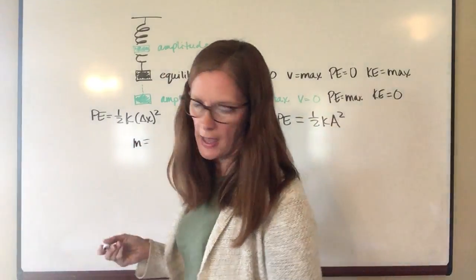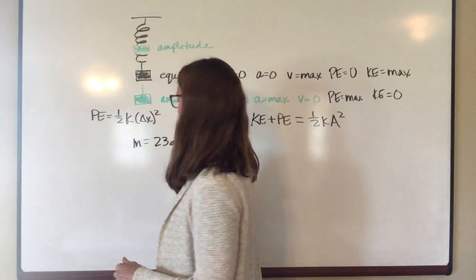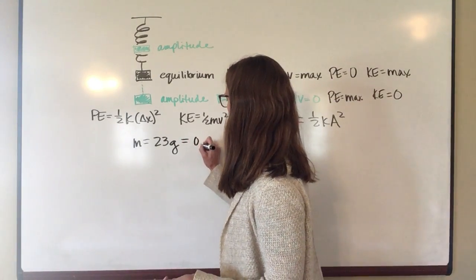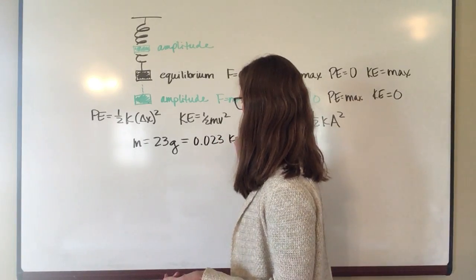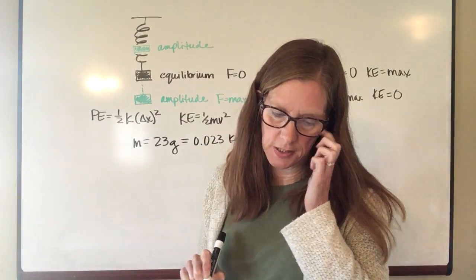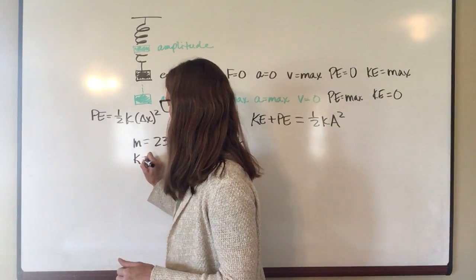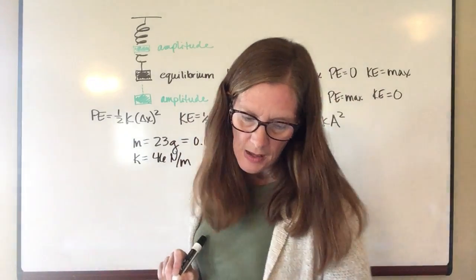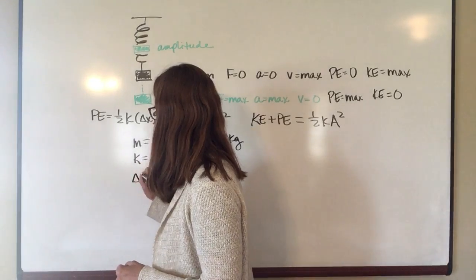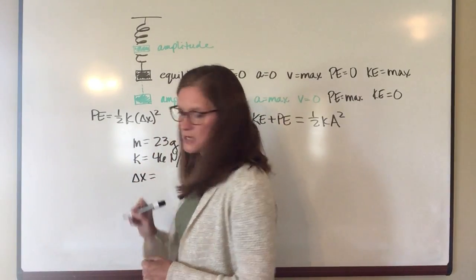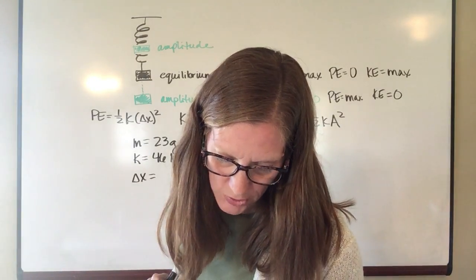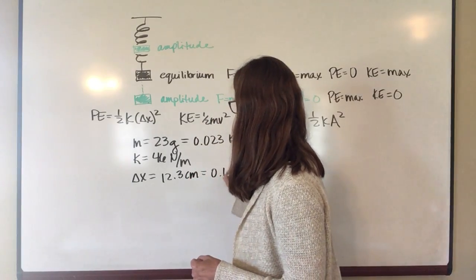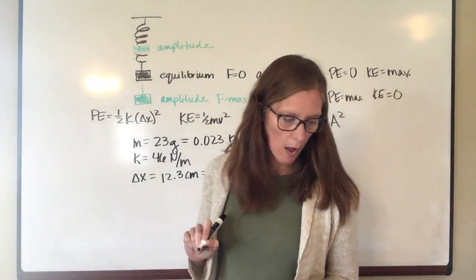We know that we have a mass of 23 grams, but leaving it in grams isn't going to help me any. I need to convert that to kilograms. That's going to be 0.023 kilograms in SI units, which is what I'm going to need. I was told that the spring constant is 46 newtons per meter. I know that the delta X when the spring is stretched is 12.3 centimeters. And again, I'm going to convert that to meters as well.